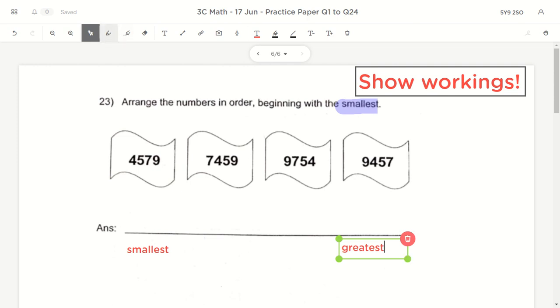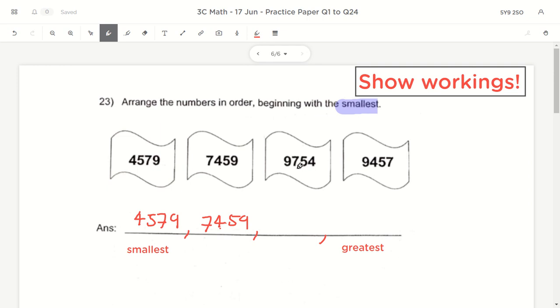Right, so you have four numbers here. Let's put three commas. We start comparing from the largest place value. So 4579 is the smallest, followed by 7459. Then you have two 9000s, so you cannot compare; go to the next place value, 7 and 4. So 9457 is the smaller one. The last one is 5454. The smallest is 4579. Next one is 7459. After that, 9457, then 9754.